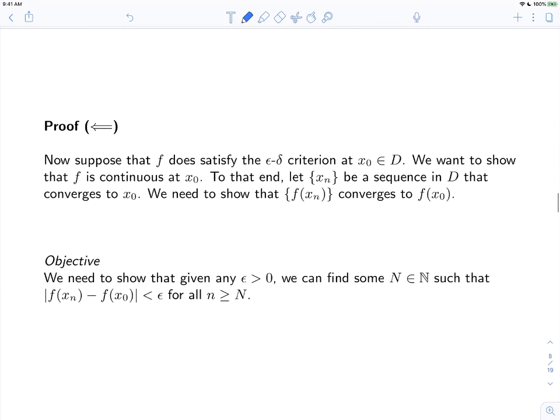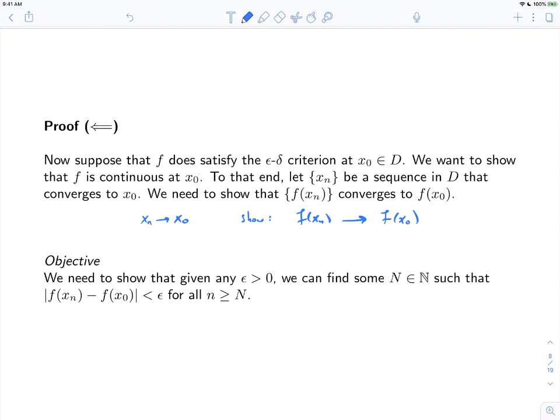So now what we want to do is show the other way. We're going to suppose that f does satisfy the epsilon delta criterion at x0, and then show that f must be continuous. To that end, we let xn be a sequence in D that converges to x0, and we want to show that f at xn converges to f at x0, because that's what it means for a function to be continuous. xn is a completely arbitrary sequence which converges to x0.